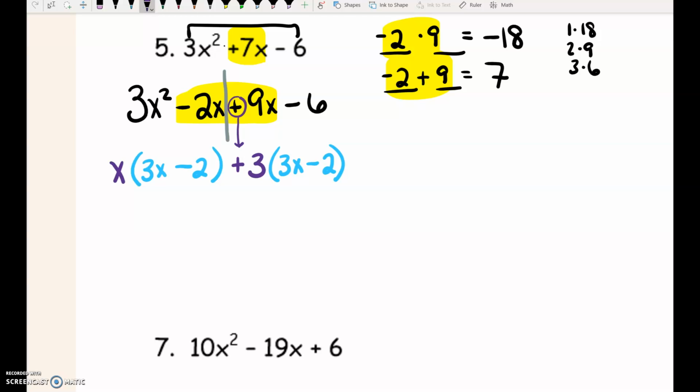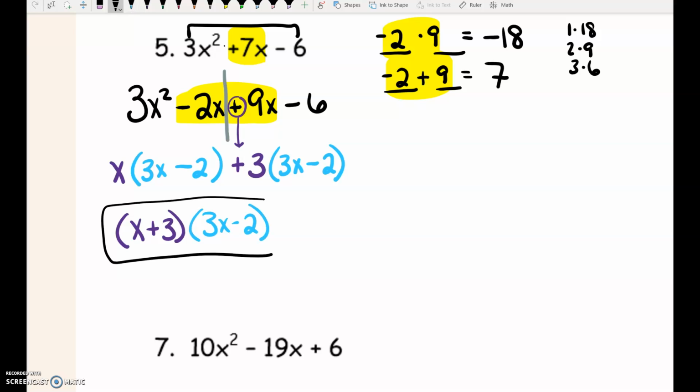Once you have this, you collapse this down. The x and the 3 form the first set of parentheses, and the 3x minus 2 is the second set of parentheses. Remember the step before, this step is just the distributive property fully written out. It's the x times the second set of parentheses, and then it's the 3 times the second set of parentheses. Just collapse that down into one set of parentheses.